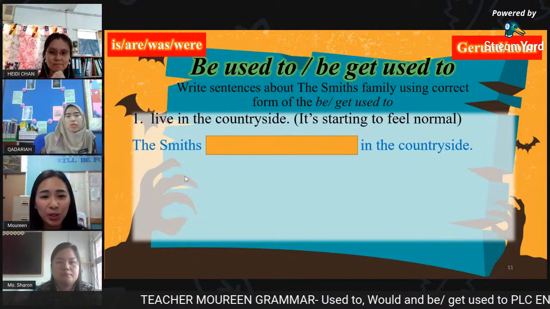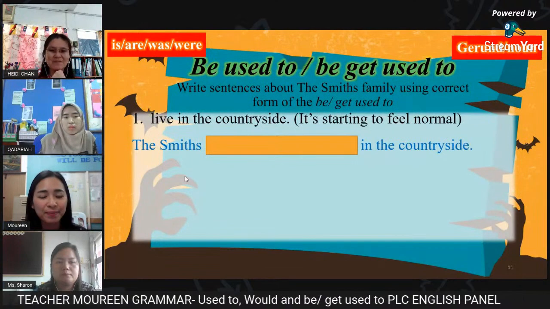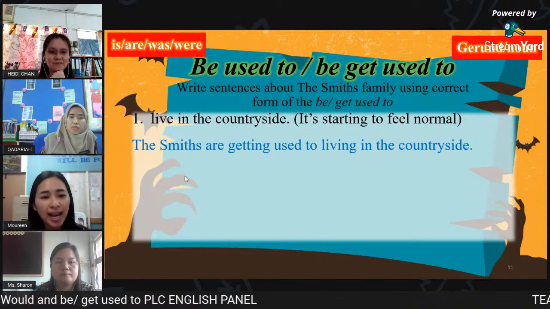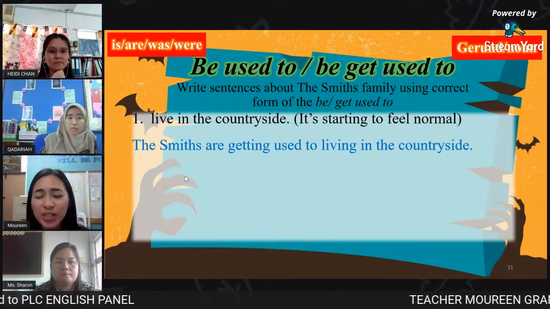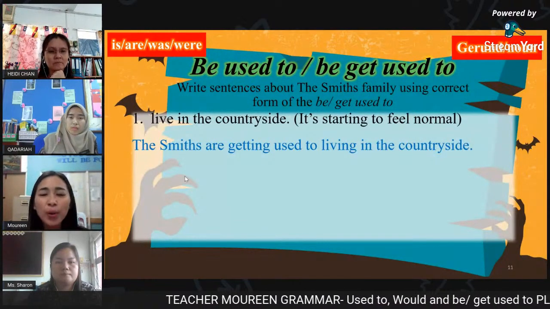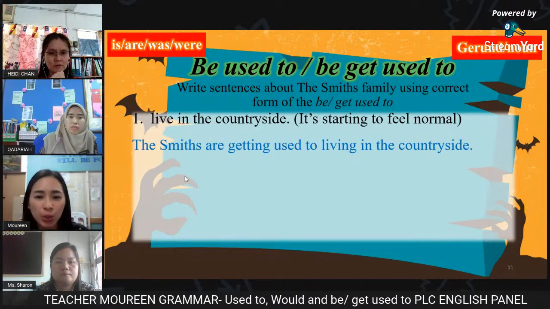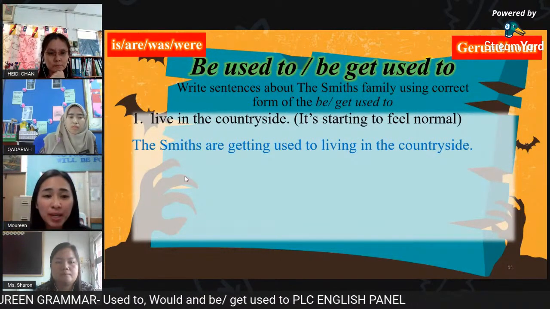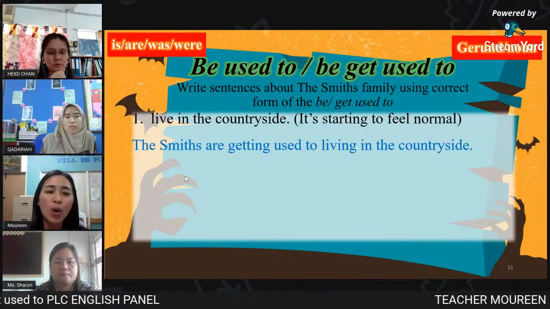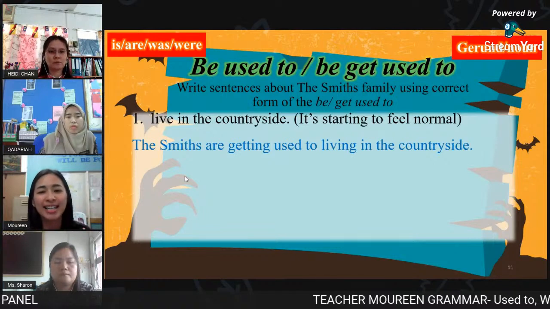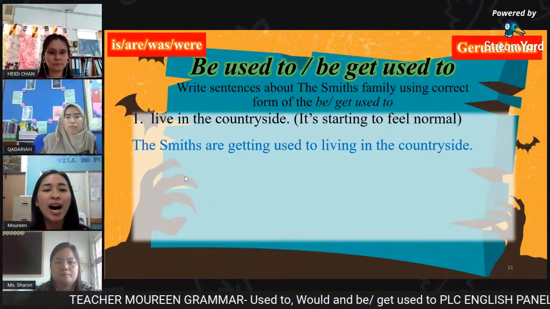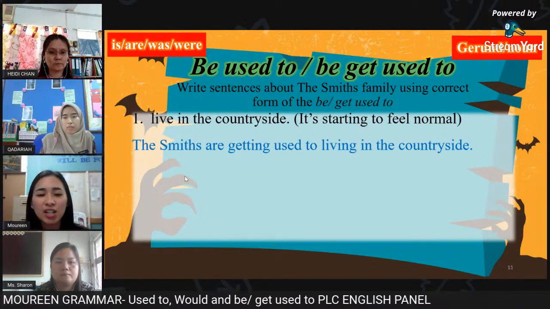Okay, I'll reveal the answer because you are going to answer number 2 and number 3. So this one, because the Smiths are plural, and it's only starting to feel normal, not yet usual or normal or familiar. So we use be get used to. Understand? The Smith are getting used to living in the countryside. Maksudnya keluarga Smith ini tadi mereka baru saja nak mula rasa normal lah. That's why the clue is given. It's starting to feel normal. So are getting used to living in the countryside.